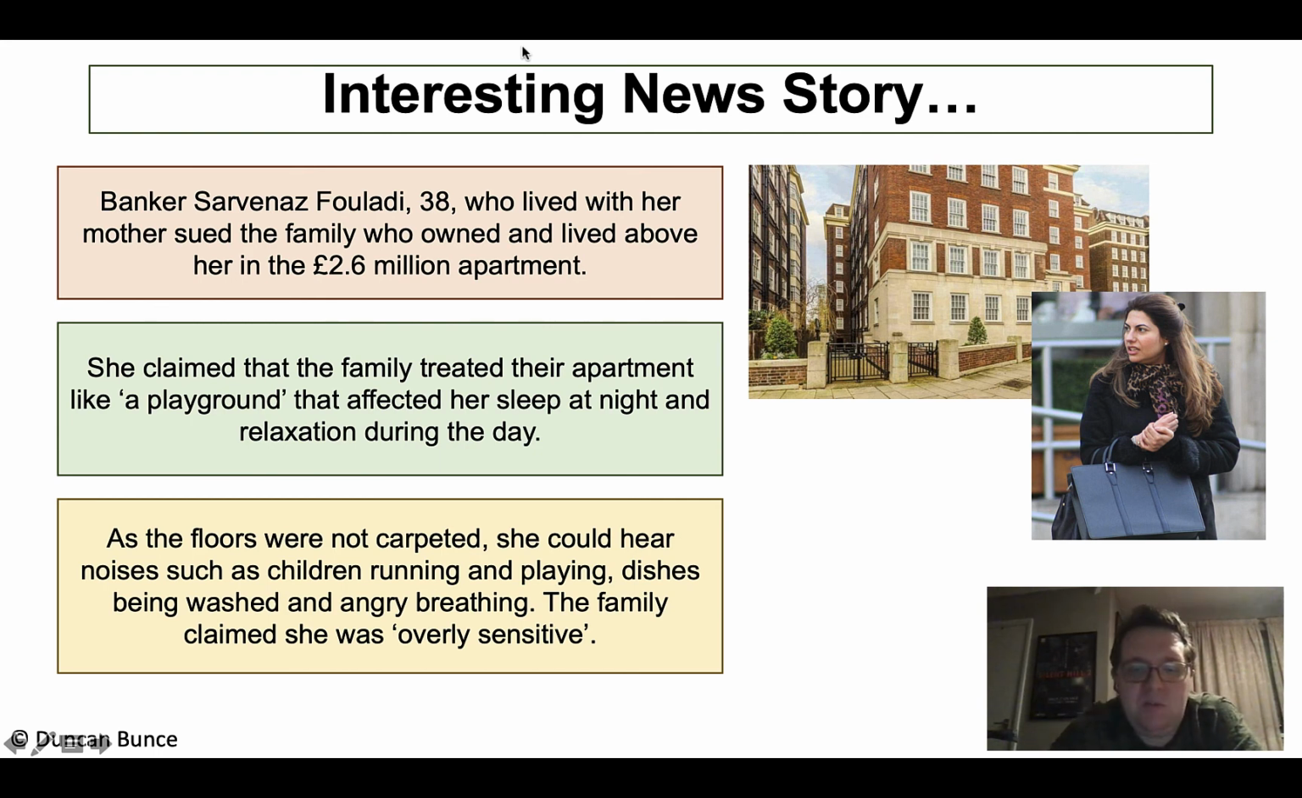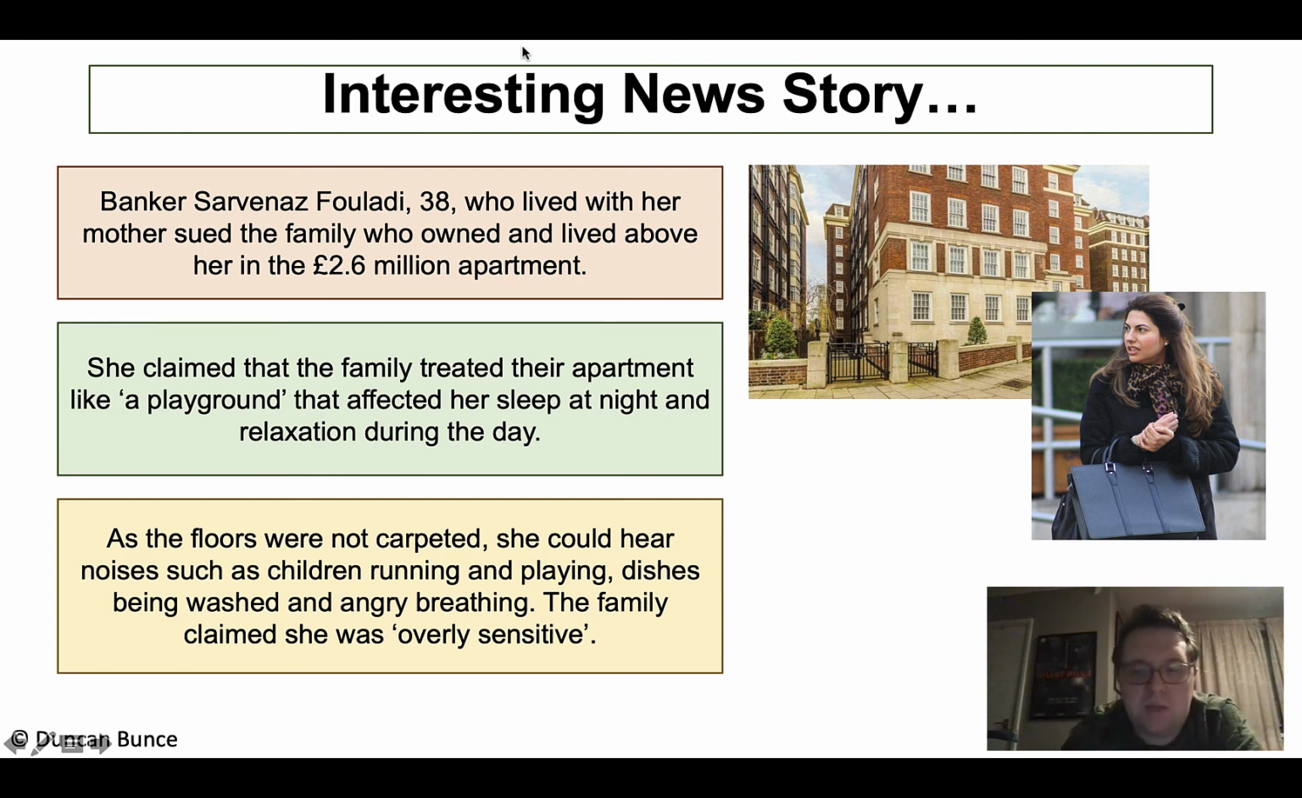She claimed that the family above treated their apartment like a playground, and so she kept a diary and would say that sleep was affected at night. And as you can see at the bottom, because the floors were not carpeted, she could hear children running and playing, dishes being washed, angry breathing. The family claimed she was overly sensitive, and of course this went to court.